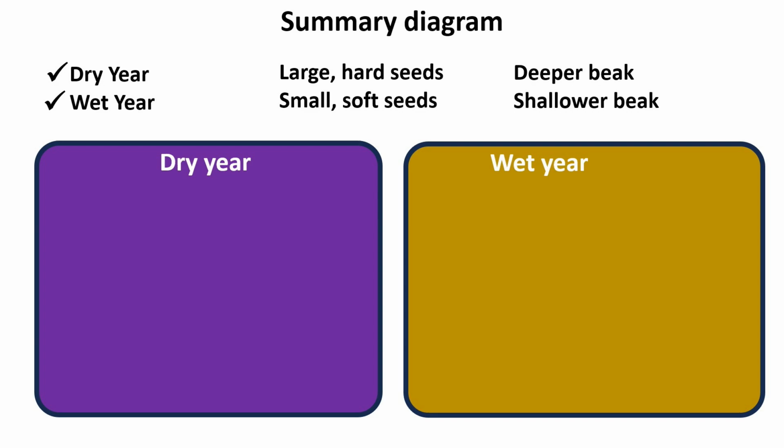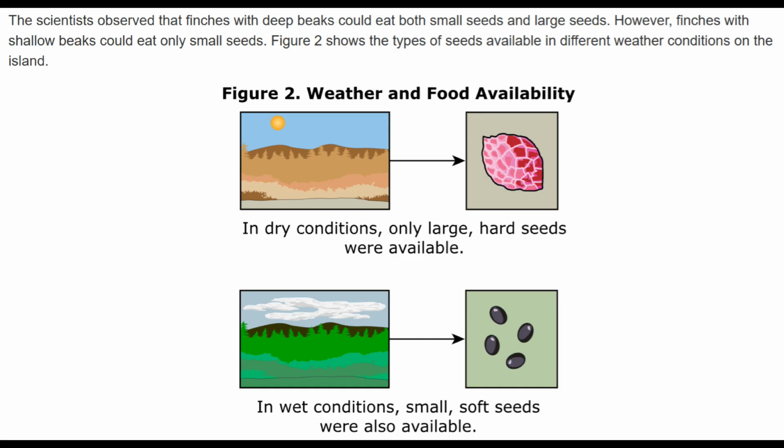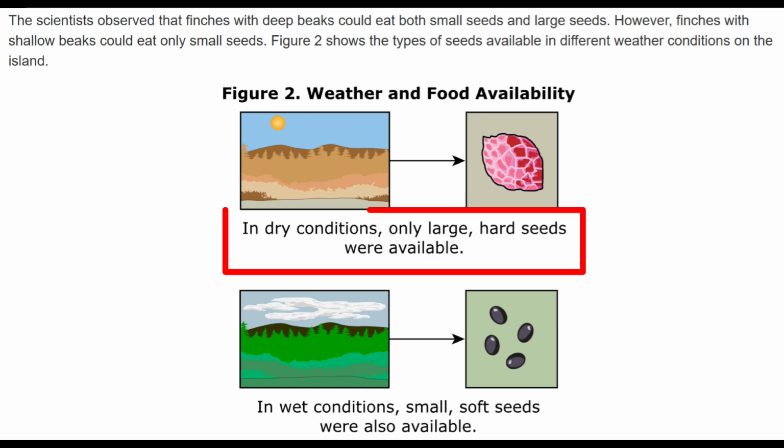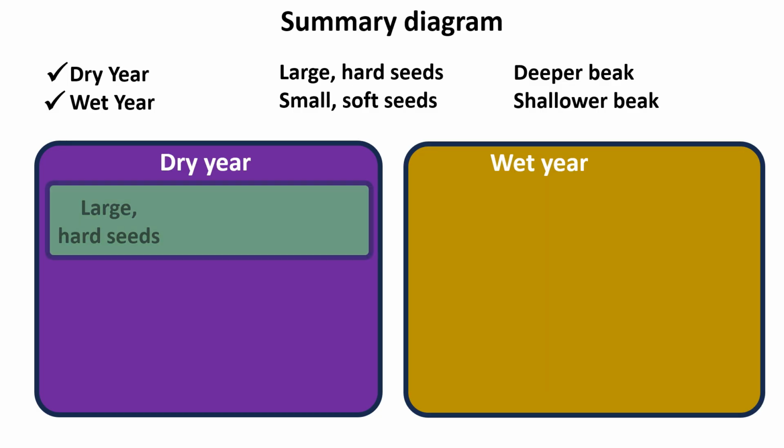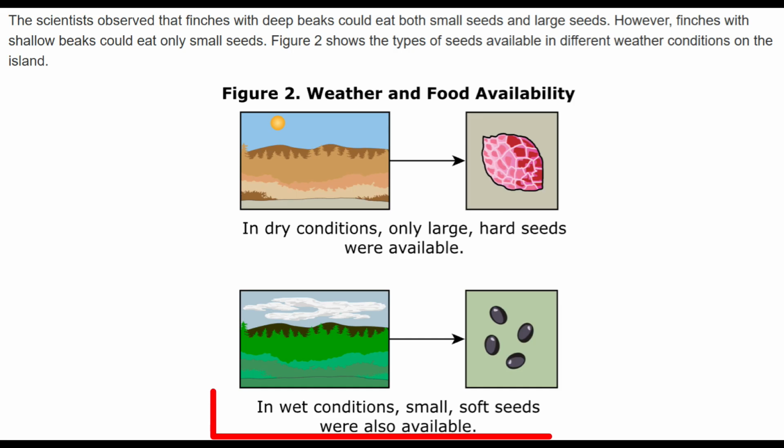We need to know where to write the seed types. Figure 2 will help us answer that question. The text for Figure 2 says, in dry conditions, only large, hard seeds were available. So, we'll draw a box inside the dry box and write in large hard seeds. This next sentence is a little tricky. It says, in wet conditions, small, soft seeds were also available.